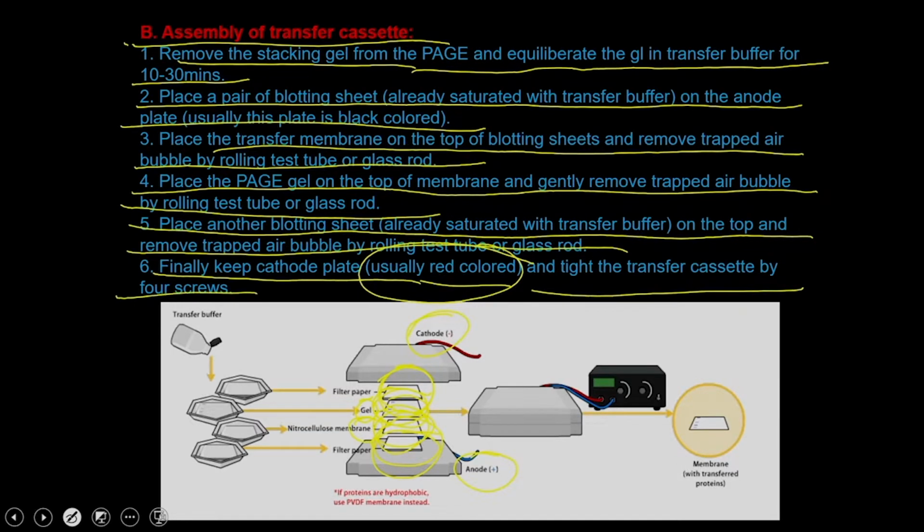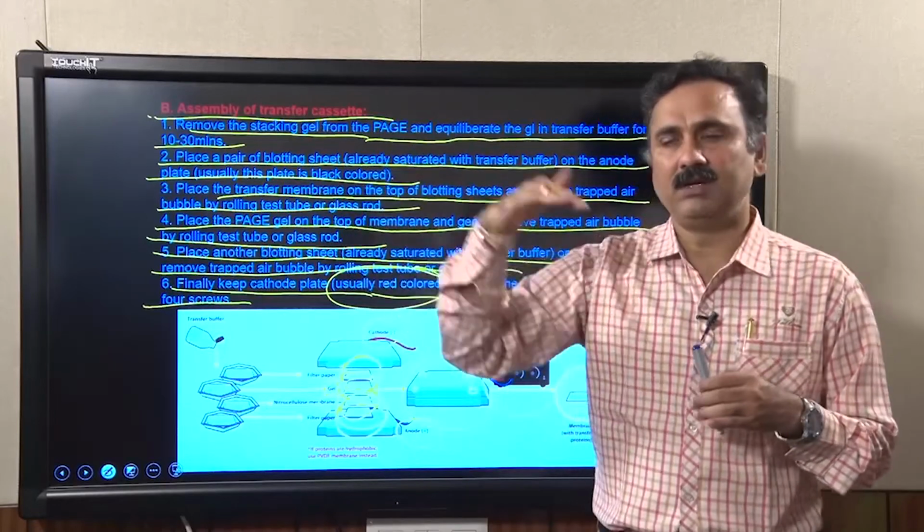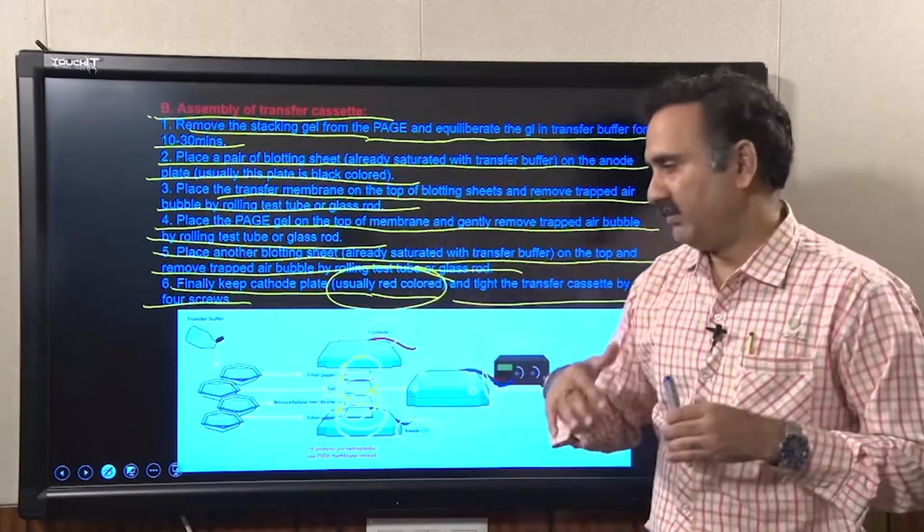Once you have done that, you have the 4 screws on all the sides, which you use to screw this particular gel cassette, and then you connect it to the power cord, and that will allow the transferring of the protein from the gel to the nitrocellulose membrane.